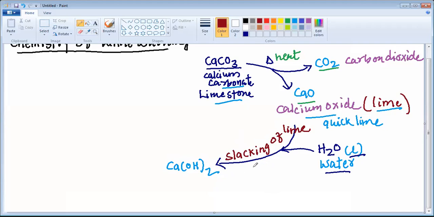And during this process of the slaking of lime, my dear students, a huge amount of heat is being produced. And that is why this particular process is exothermic in nature. So this is how we understand about the slaking of lime. Now this reaction is a combination reaction, which we have just studied in the section on combination.